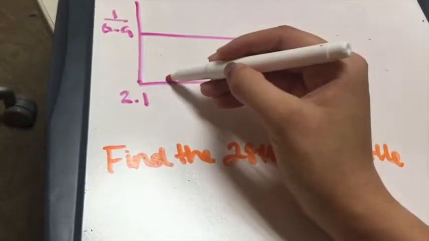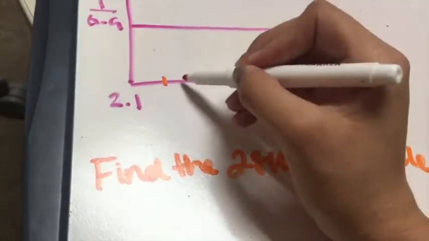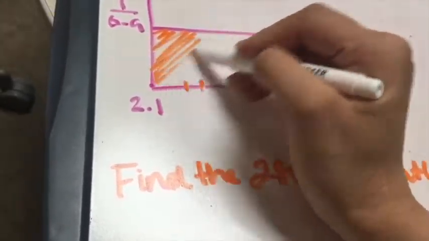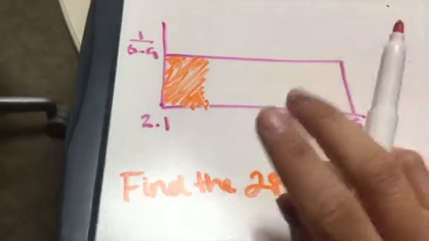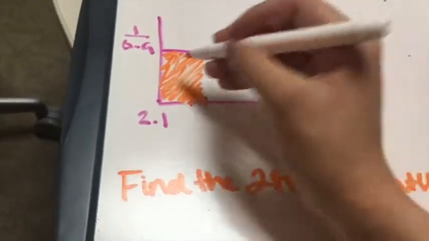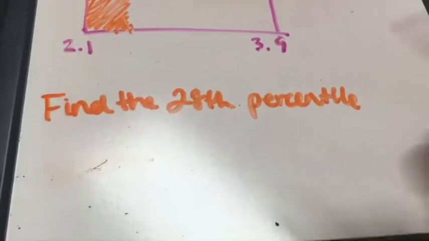Okay, and this one it's telling you to find the 28th percentile. So where 28% of the area is. So let's just say that's right here. Notice how there's not a number there. There's just how much area is taken up. So this right here is supposed to represent 0.28 of the total area of 1. And this is how I find it.